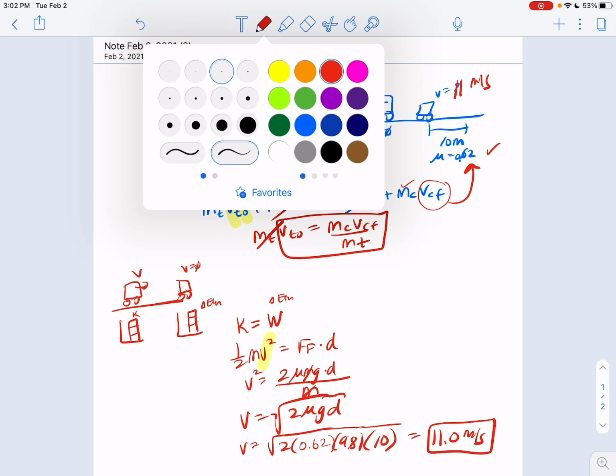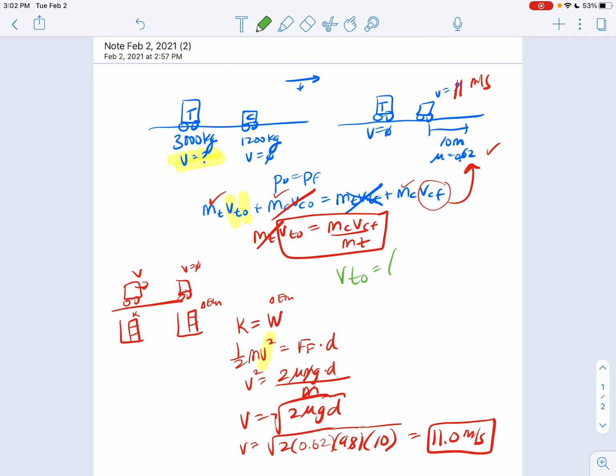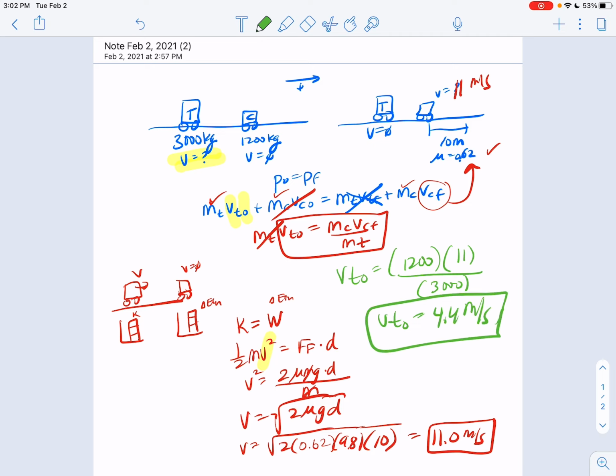Now I can just go ahead and finish solving this. The mass of the car was 1,200, the velocity of the car was 11, and the mass of the truck was 3,000. So the initial velocity of the truck, 1,200 times 11 divided by 3,000, is 4.4. And that's slower than the car, which makes sense because the truck was bigger. So we know the truck came in at 4.4. That's just an example of how you might have to combine momentum with something else.